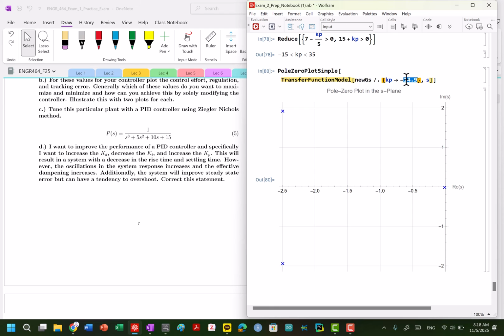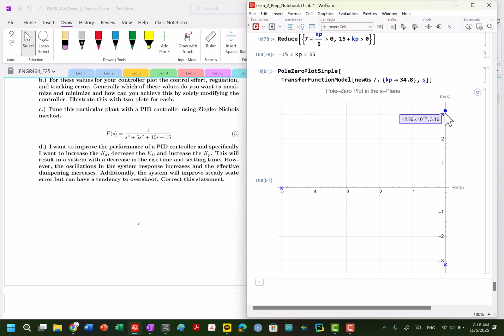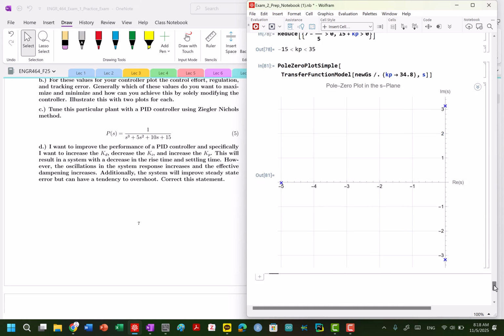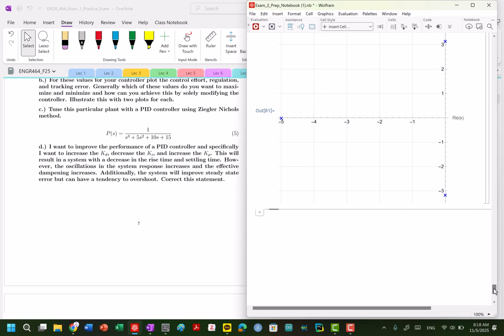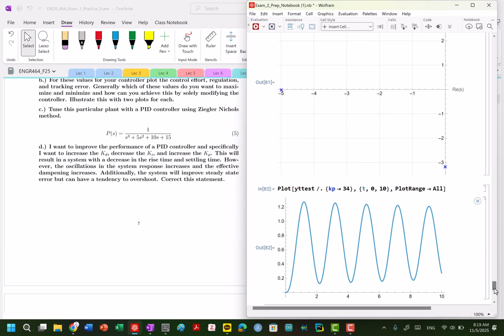What if we go to the opposite end? What if we do 34.8? That's maybe a little bit better. Let's look at that system and start to tune the response. So I'm going to plot, what did I call it? Y test /. KP goes to, let's call it 34. And then let's plot T from 0 to 10, PlotRange all. Let's see what our system is.